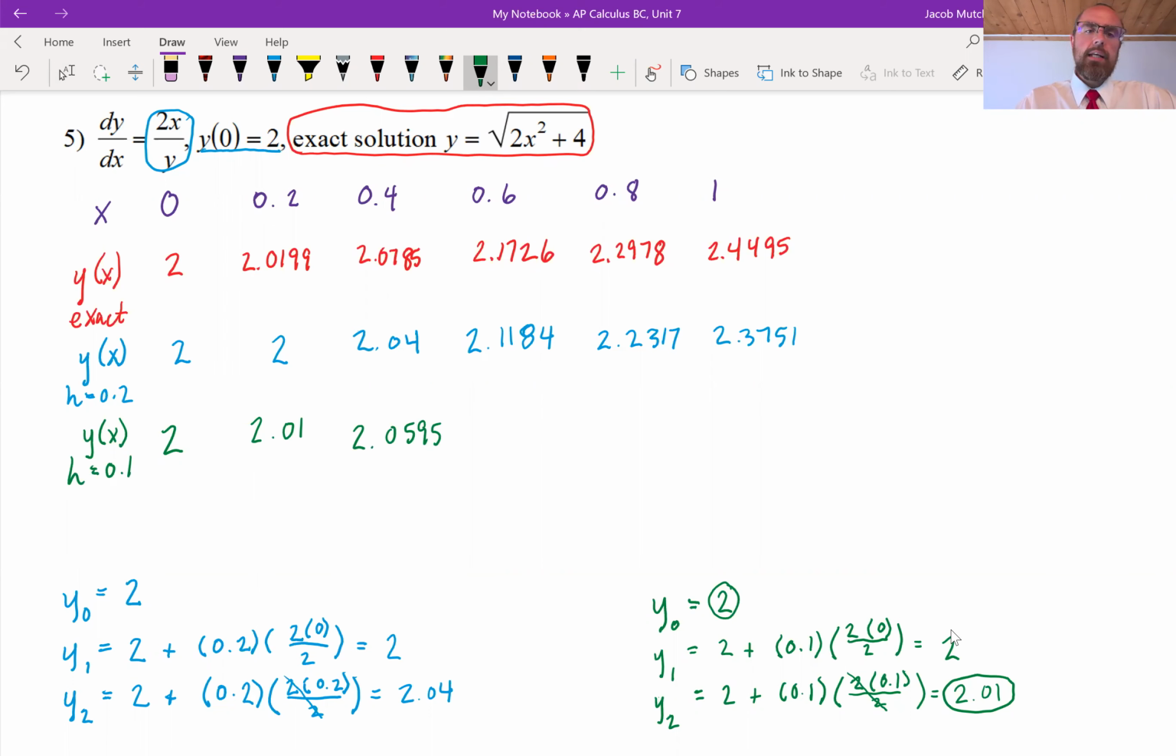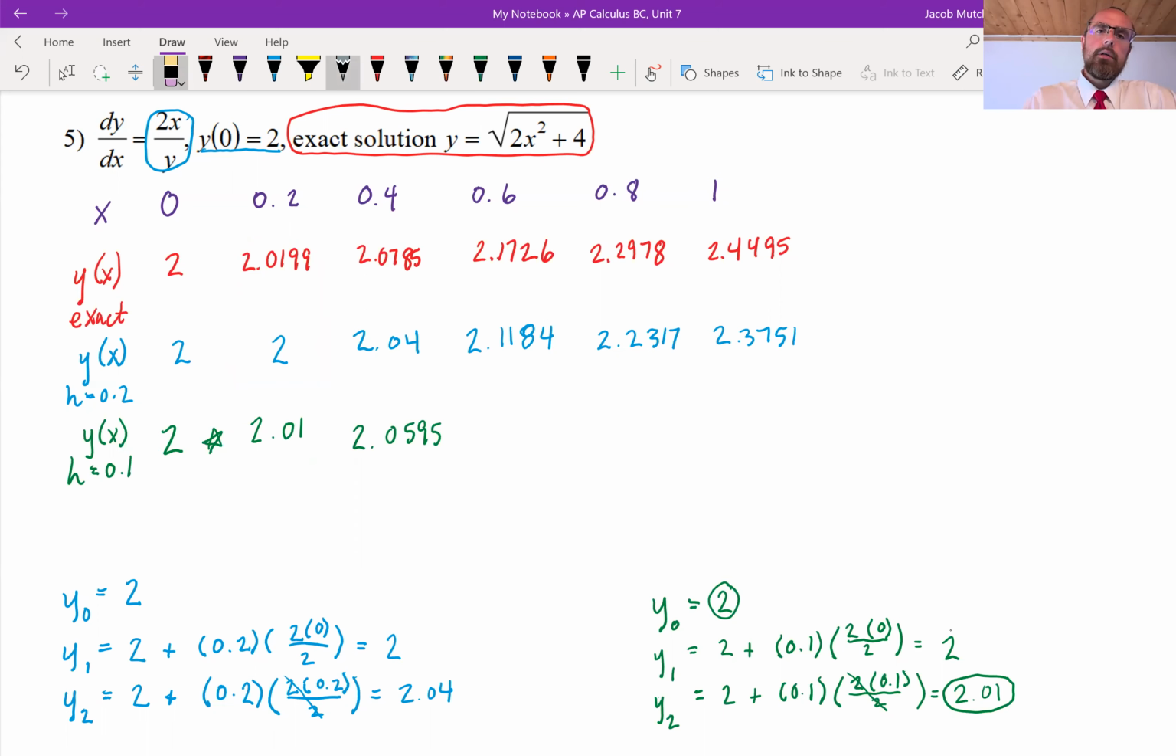Now, what I'm noticing, even as I'm just filling in here, my first values were all the same. So there's no change in accuracy from the exact solution to the approximations. But when I go to my y values at 0.2 of x, the exact one's 2.0199. The approximation with step value 0.2 is 2. Approximation with step value 0.1 is 2.01. Which one's better? The smaller step value. So let's see if that is a common theme here.